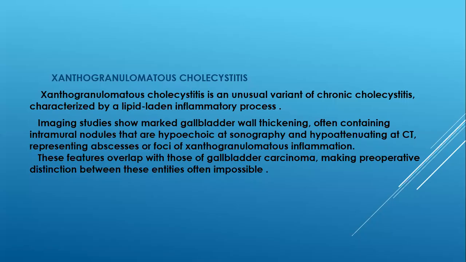Xanthogranulomatous cholecystitis is an unusual variant of chronic cholecystitis characterized by lipid-laden inflammatory process. Imaging studies show marked gallbladder wall thickening, often containing intramural nodules that are hypoechoic on sonography and hypoattenuating on CT, like abscess or foci of xanthogranulomatous inflammation. These features overlap with those of gallbladder carcinoma, making preoperative distinction between these entities often impossible.